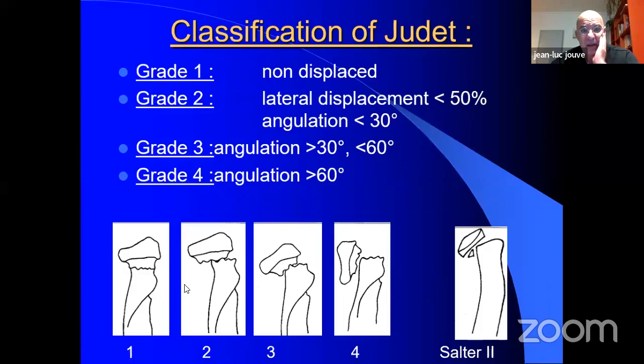With this classification, it is easy to explain that the first grades, grade 1 and grade 2, are often non-surgical cases, but grades 3 and 4 need surgery. Also, sometimes we have not a metaphyseal fracture but a Salter 2 fracture, but it is exactly the same problem. Here you see a Salter 2 fracture of the proximal radius.